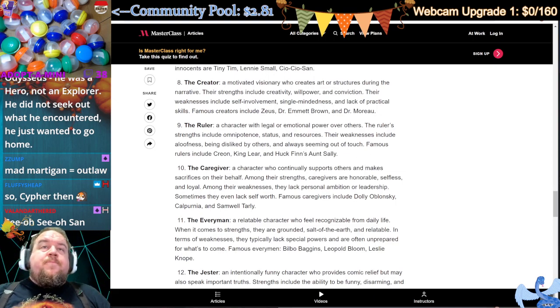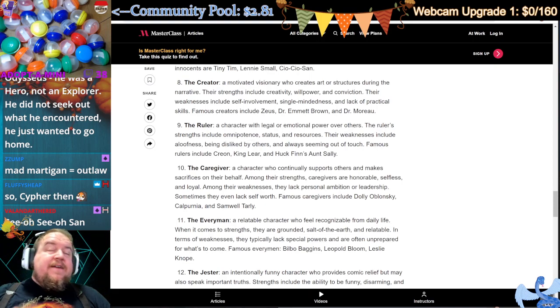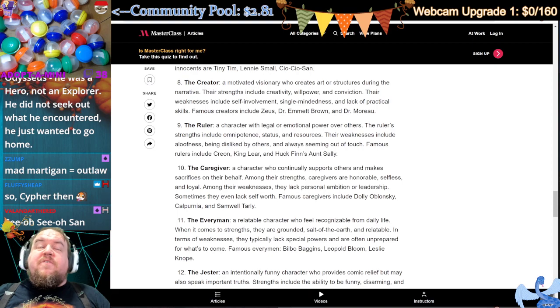The Ruler, a character with legal or emotional power over others. The Ruler's strengths include omnipotence, status, and resources. Their weaknesses include aloofness, being disliked by others, and always seeming out of touch. Famous rulers include Creon, King Lear, and Huck Finn's Aunt Sally, or Aunt Sally, if you prefer.